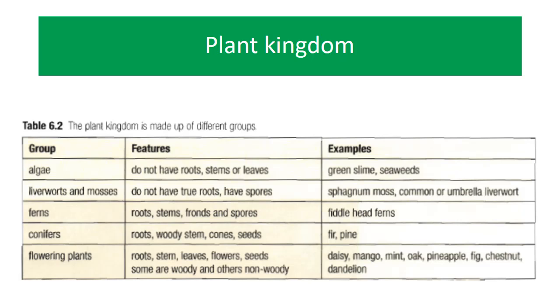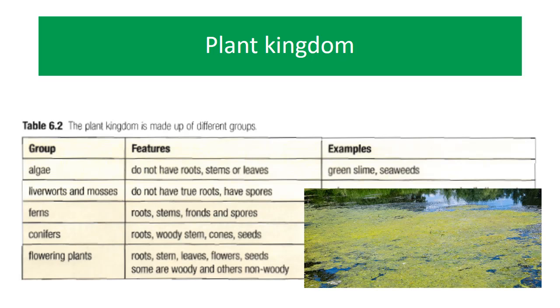So next we are going to talk about the plant kingdom. All the plants are in one kingdom, the biggest group of those types of organisms. The first group of the plant kingdom is algae. Algae, guys, do you know them? They are mostly found in the water, and they are not well developed. As you can see, they don't have roots, stems or leaves, and you can see the examples as green algae or seaweeds.